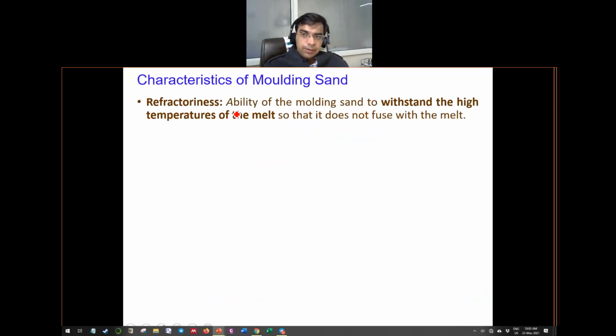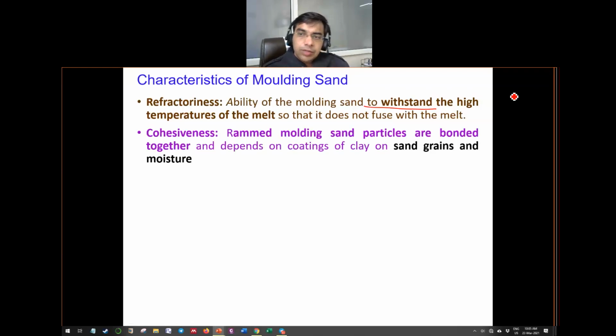The first important property of this molding sand is refractoriness. As we have also studied earlier, refractoriness is the ability of the material to withstand high temperature. In this case, the sand has the property to withstand very high temperatures, and it does not fuse upon coming in contact with the molten material. This means we won't face any issues of the sand melting even when it comes in contact with high temperature.